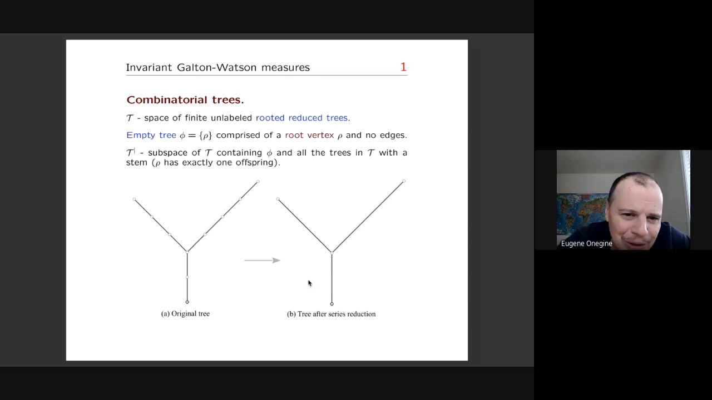So now our space also contains the empty tree. The empty tree is the one consisting of only a root vertex, which we denote by rho. And finally, we restrict ourselves to the subspace of rooted reduced trees. The subspace denoted this way consists of trees where the root vertex has at most one offspring. That is, you have a stem edge that connects the root vertex to at most one descendant, if there is any, if it's not an empty tree. Okay, so that's our space of trees.